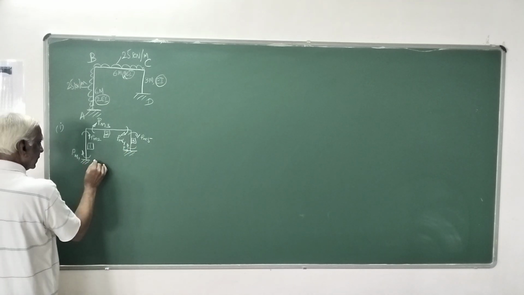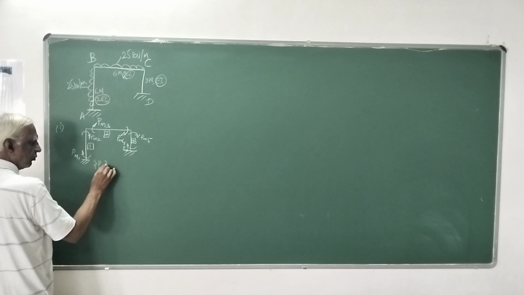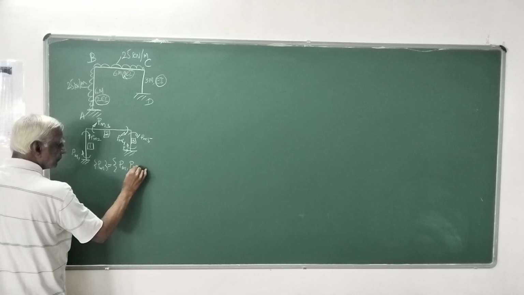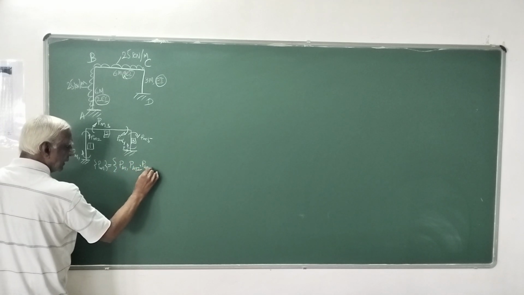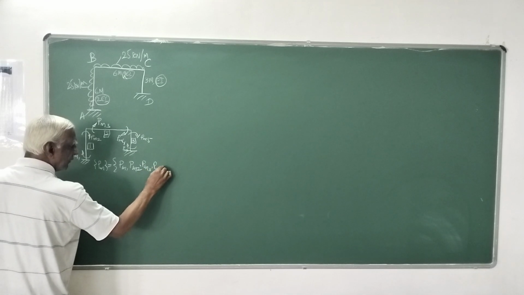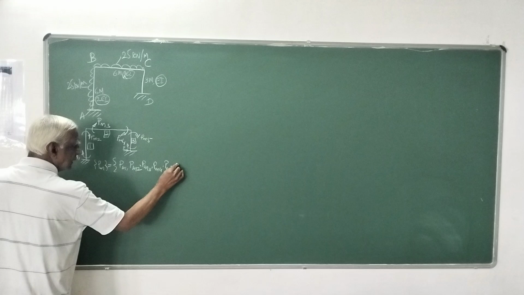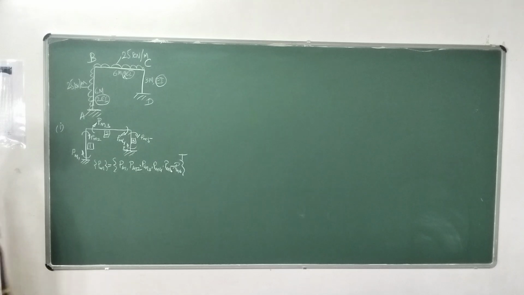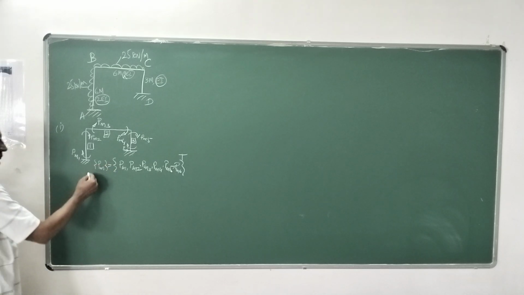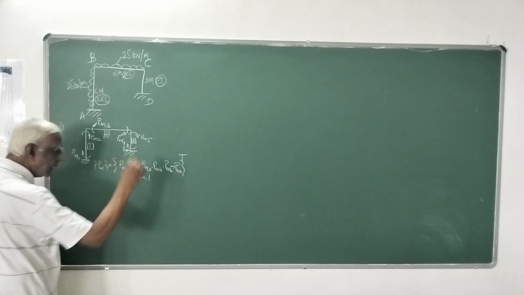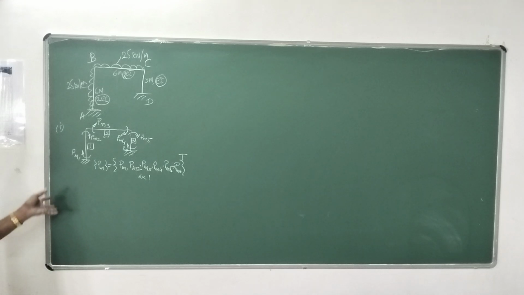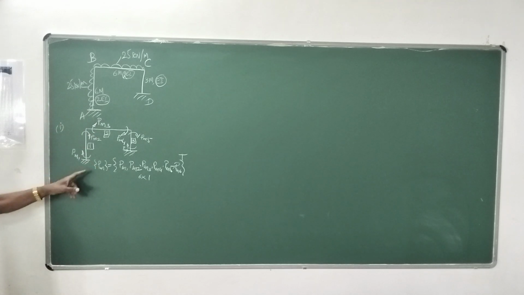So therefore, the unknown member forces are PM1, PM2, PM3, PM4, PM5, PM6. I will write the transpose, as it is here in the book. So this is a 6 by 1 matrix. This is the unknown which we have to determine during the analysis, that is, the member end forces.